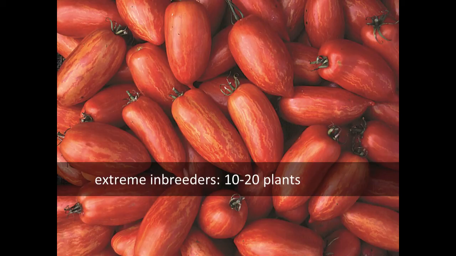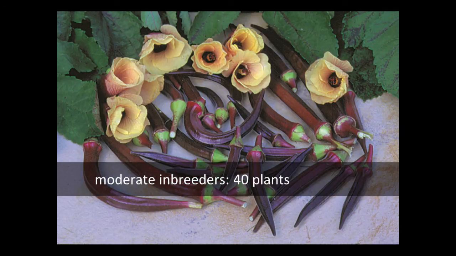With extreme inbreeders, and again, this is if you're planning to maintain these varieties for several generations. If you are just saving seed for your own home use, we'll discuss that at the end as well. For extreme inbreeders like tomatoes, peas, beans, lettuce, you're safe to have 10 to 20, probably for all the plant types that I mentioned, 10 tomato plants that you'd be saving seed from year after year. For moderate inbreeders, things like okra, eggplant, hot peppers as well, about 40 plants would be ideal.